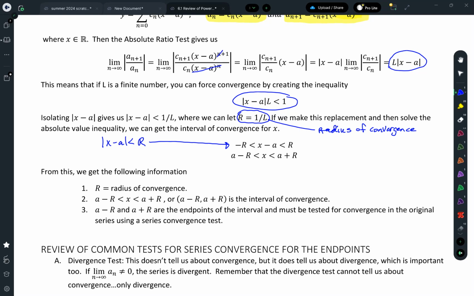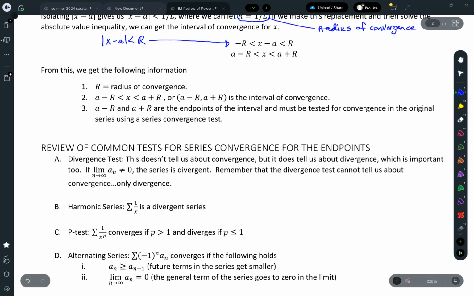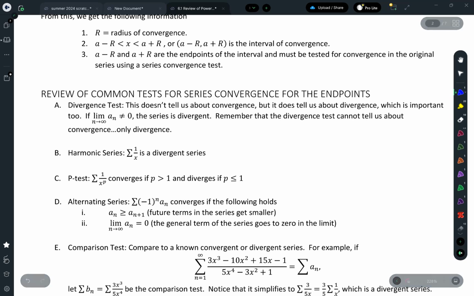So let's take a look at some of the common tests that come up when we test the endpoints. The first most common one to always remember, but most likely forgotten most easily, is the divergence test. This doesn't tell us anything about convergence, but it does tell us about divergence, which is important too. So if the limit of a sub n, the sequence inside the series, is not equal to 0, then the series is divergent and you're done. That's why it's good, right? We're not trying to do more work. If we know right away it's divergent, then we do not include that endpoint.